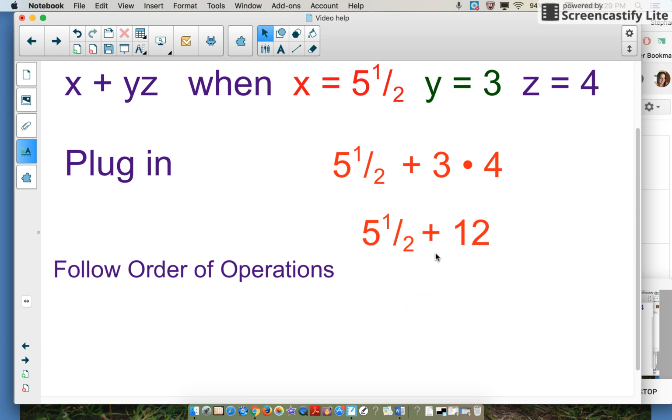Now don't freak out. I know it's a fraction, but not a big deal. We're adding. So that means we can actually just add our whole numbers, which is 5 plus 12. And we know that's 17. And then we add a half. Well, 17 plus a half is 17.5. And you've gotten your answer. You went from all letters to plugging it in to then solving it to get our answer. Great job.